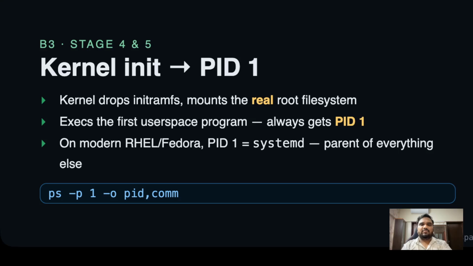In stage 5, it executes the very first user space program on every modern RHEL or Fedora system. That program is systemd and it always gets process ID 1, PID 1. PID 1 is special. It is the very parent of everything else on the system. Every process you will ever run is a child or a grandchild of PID 1.